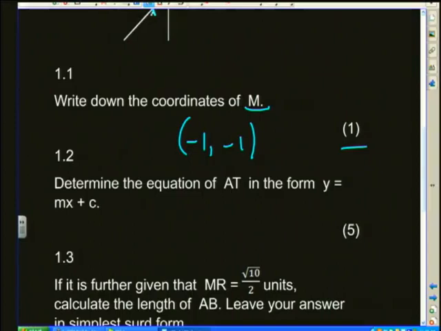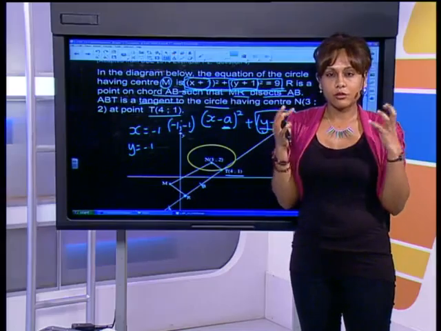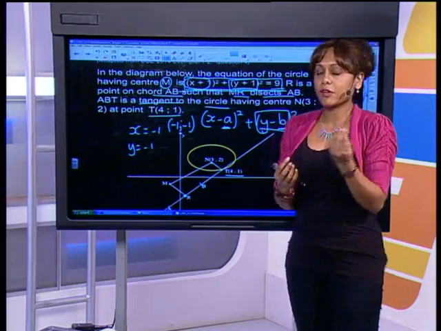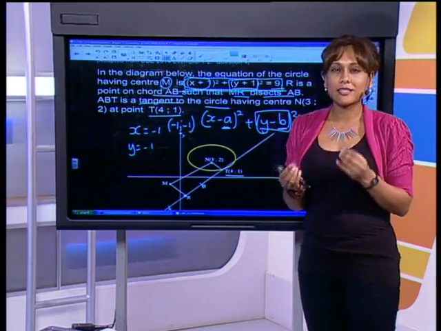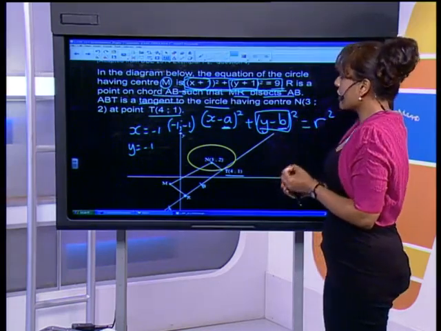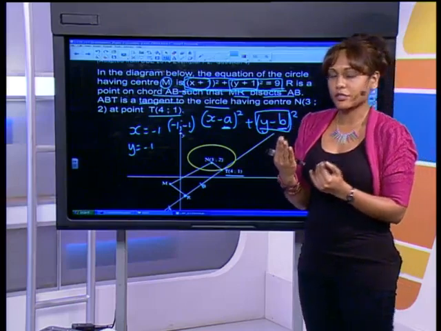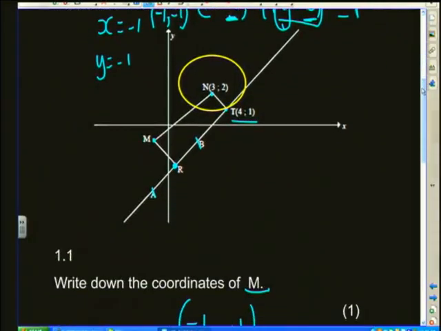All right, next part, determine the equation of AT in the form y = mx + c. Now, obviously, it's important for you to take in all the information they give to you in the actual question, right? They stated something very important about line AT. They told you that that's a tangent to the circle with center N, all right? Which means if that's a tangent, we can make a few deductions. Okay, so let's go back to our diagram.